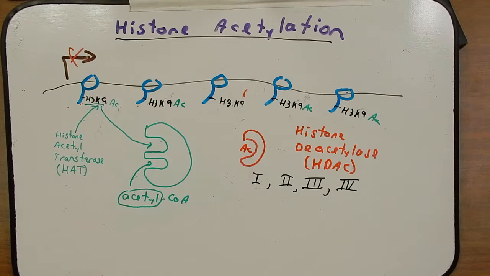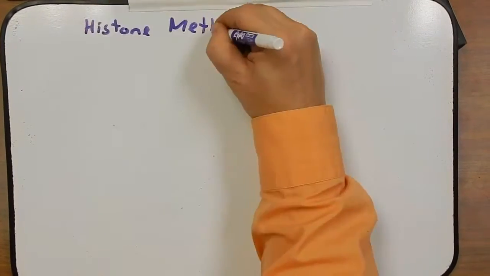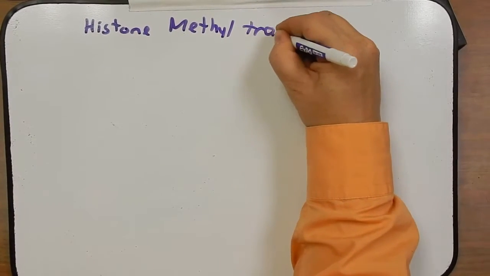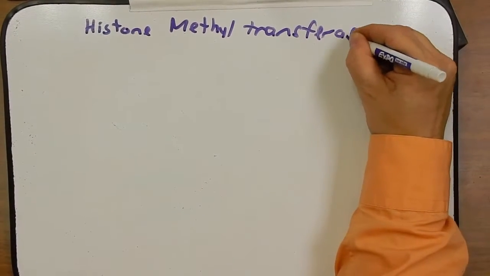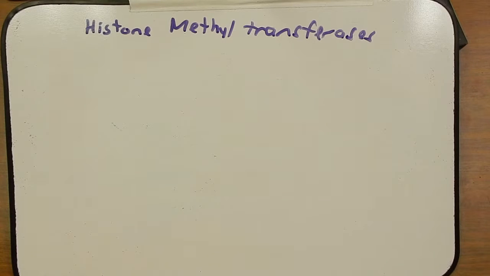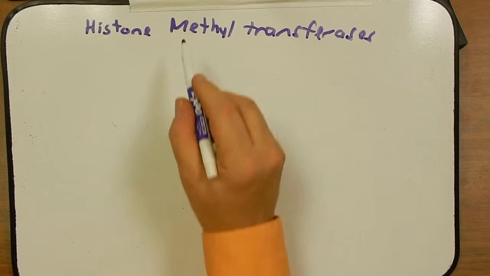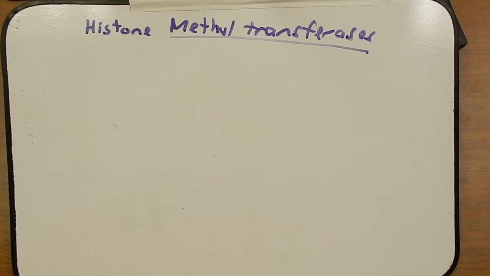Each one of these classes, just like the different families of the HATs, include many different members with different kinds of roles and specificities. Okay, that's all I'm going to talk about right now regarding histone acetylation. I want to now move to histone methyltransferases. And at the end of this topic, I'm going to talk about histone demethylases, which remove methyls. But let's just stick with the addition of the methyl groups for now.